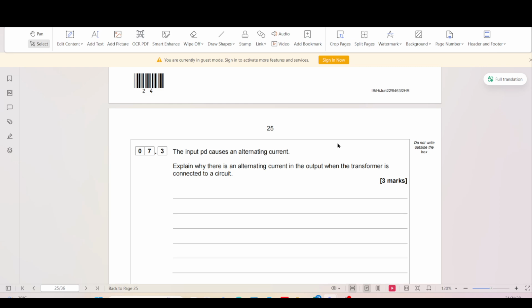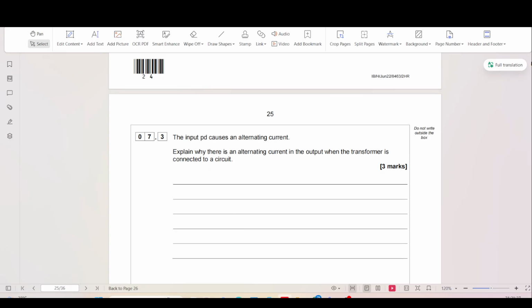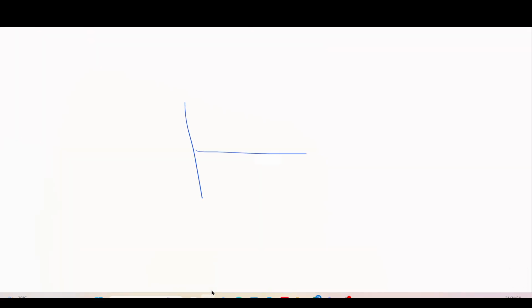What do you think? Why? I don't really know. Because the alternating current causes a changing magnetic field around the primary coil, which creates a magnetic field that changes direction. Alternating current means what? It means the current changes its direction.